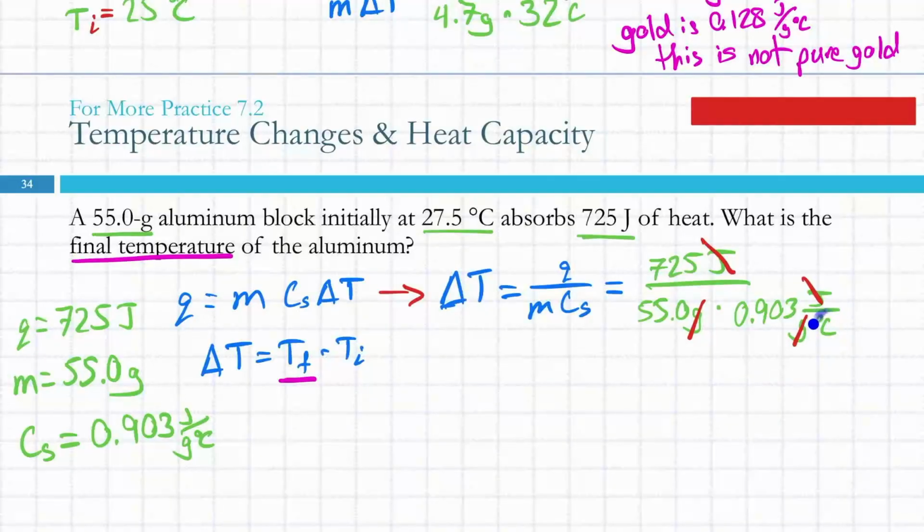The degrees C is double on the bottom. That flips to the top. I don't know what I'm drawing there. Arrow. Degree C. So degree C is on the top. Plug the numbers in. 725 divided by 55 divided by 0.903. And we get 14.597... degrees Celsius for ΔT.